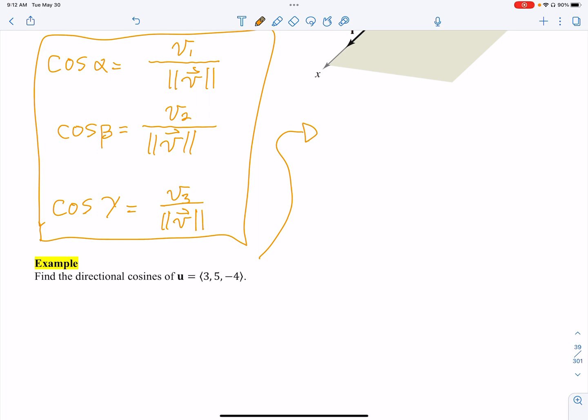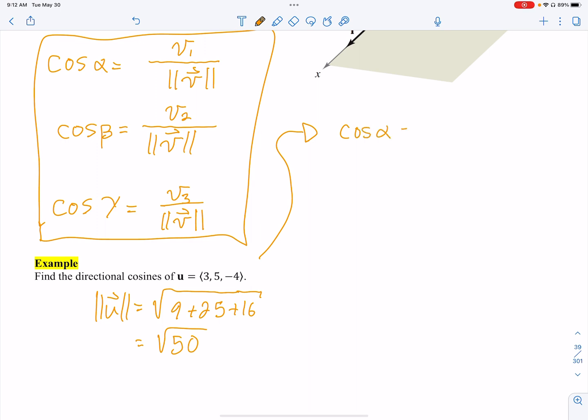Okay, so I need to find the magnitude of U, which is the square root of 9 plus 25 plus 16. That is going to be equal to square root of 50. Okay, so we just run each formula now. Cosine of alpha is equal to V1, which is 3 over the square root of 50.